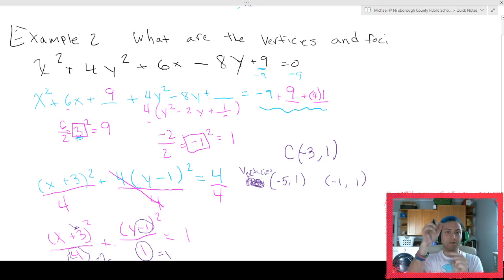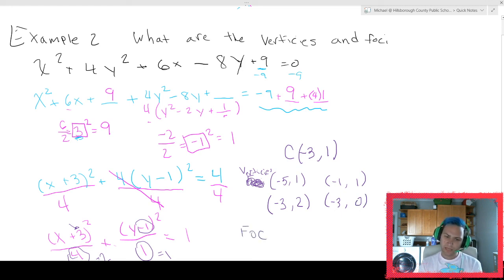Now to do my vertical vertices. Remember, it's going to have 4 whole vertices here. Since my b is only 1, it's going to be 1 up and 1 down. So I'm going to keep the negative 3. If I go 1 up, we're going to be at (negative 3, 2). And if I go 1 down, we're going to be at (negative 3, 0). So those are all my vertices.